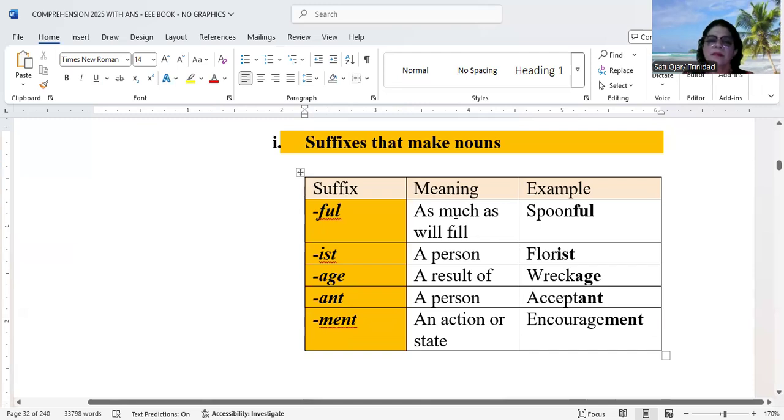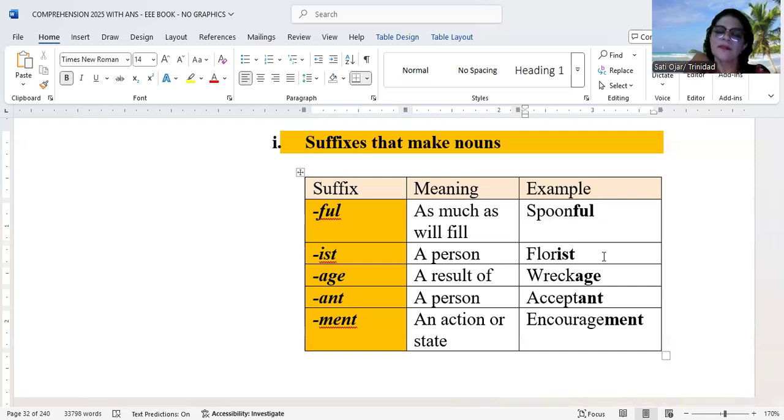What does full mean? As much as will fill. All right. So what does a spoonful mean? A spoonful means as much as will fill, fill what? A spoon, right? An ist is a person, so a florist. What's a florist? Anybody? A person.